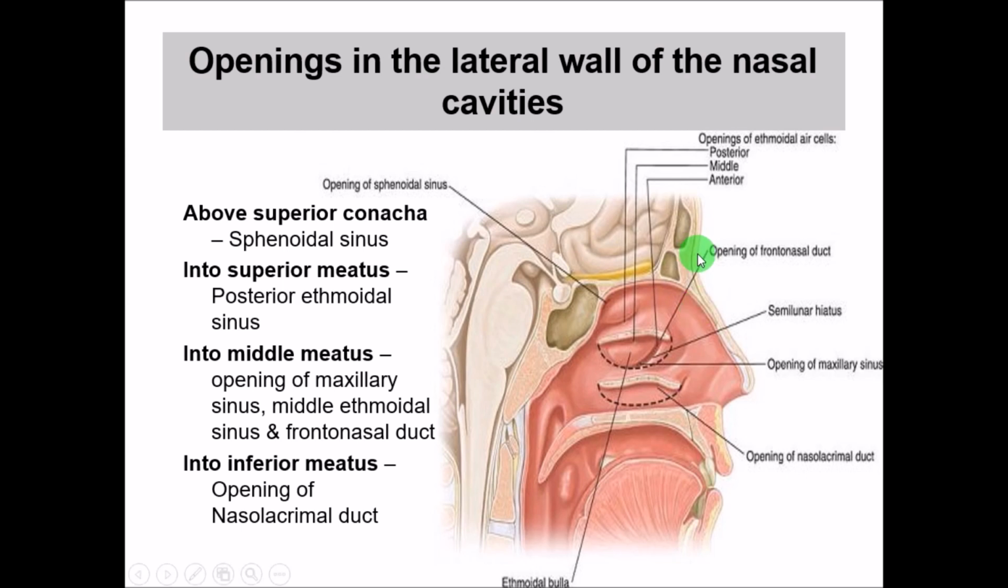As we have seen, there are three concha and three meatuses. Meatuses are the spaces, so within the meatus there will be openings. So now let's see what are these openings within the meatuses.